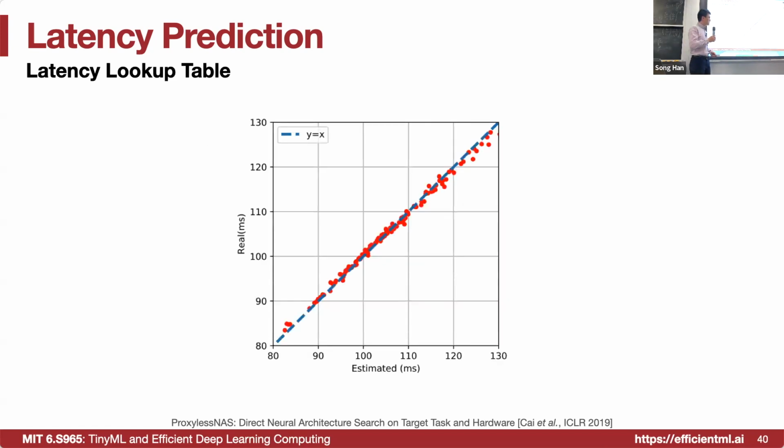Such a prediction-based method can be quite accurate compared with measuring the latency on the real device. So this is the estimated latency that we can achieve on the phone, right? And this is the real, measured latency. We can see they follow this y equal to x trend pretty well by using such a latency lookup table.